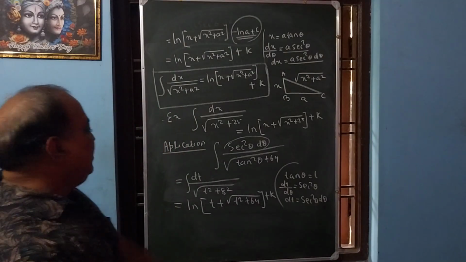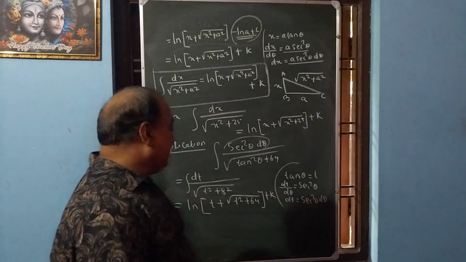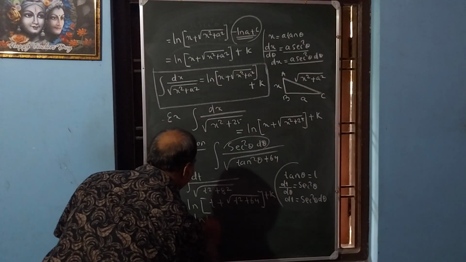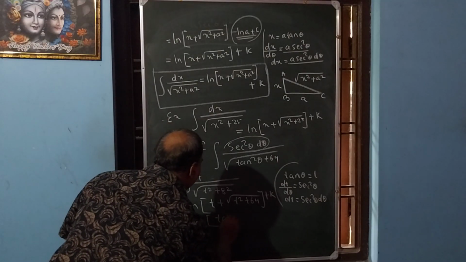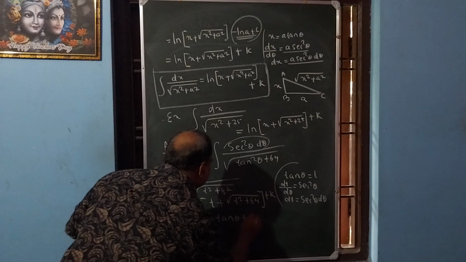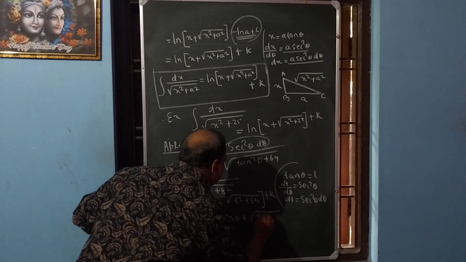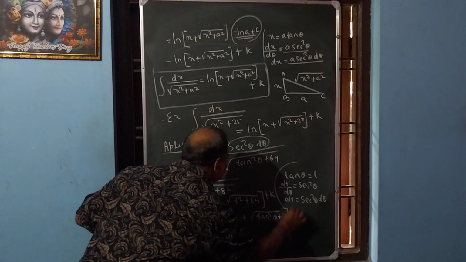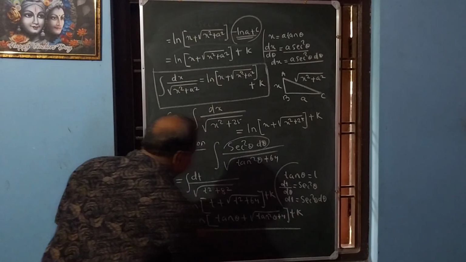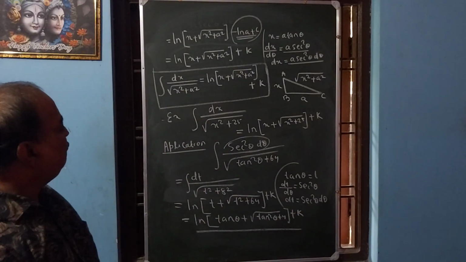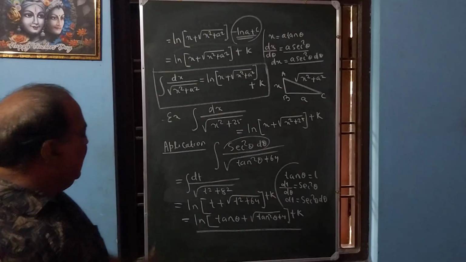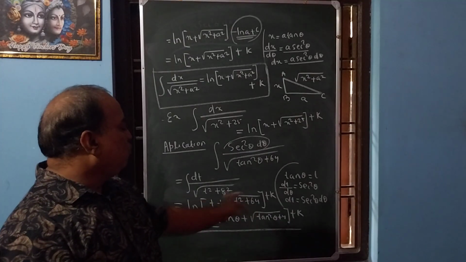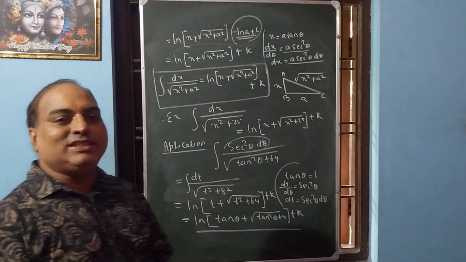Now in place of t, we have to put tan theta. So we put ln of tan theta plus root over tan square theta plus 64, plus k. So this is the answer of this problem: ln of tan theta plus root over tan square theta plus 64, plus k, where k is constant.